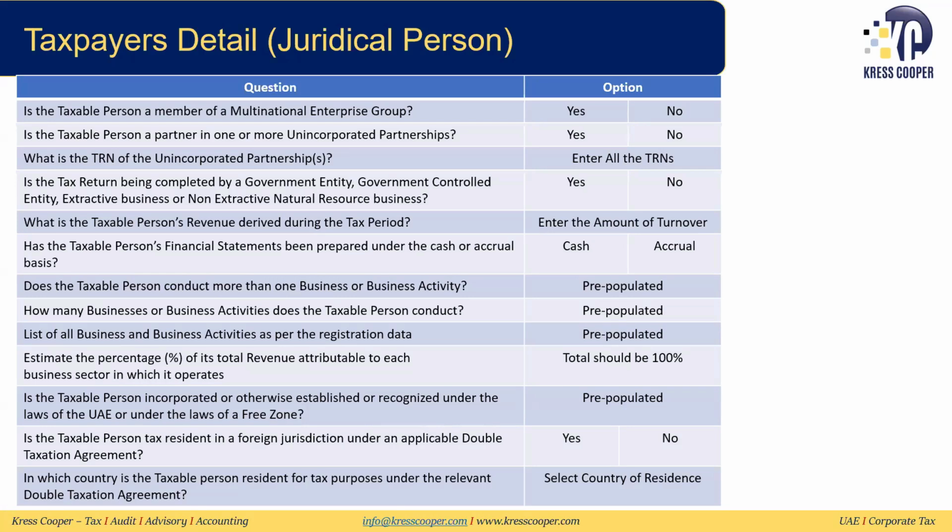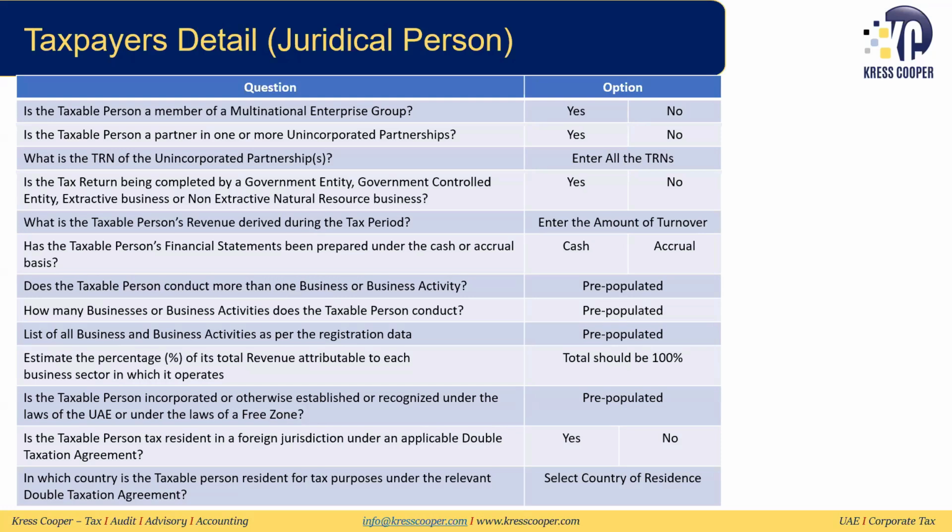Does the taxable person conduct more than one business or business activity? How many business or business activity does the taxable person conduct? List of all business and business activity as per registration data. So like we discussed for natural person, this all is flowing through from your registration, and it's already pre-populated here. Again, if any of this information is incorrect in your registration, you need to correct that so that this information is properly filled here. Again, it will ask you for the percentage of the different business activities, and that percentage should match at 100%, so that all the business activities are covered as per the registration detail.